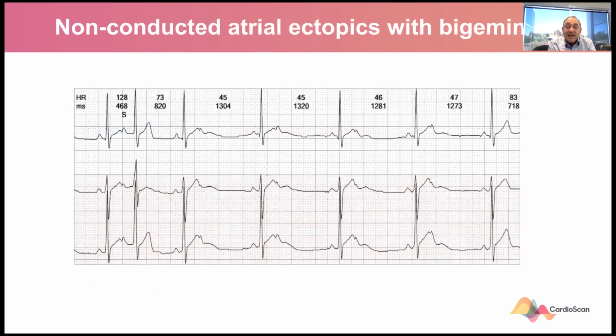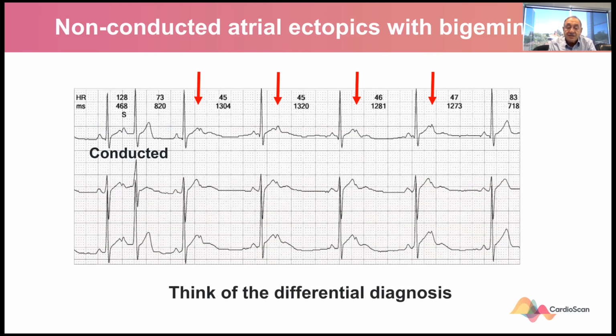Have a look now at non-conducted atrial ectopics with bigeminy. The first one is conducted, and then the remaining ones are not conducted. But you can see that they lie within the T wave, and it's quite obvious that this is atrial bigeminy, of which most of the beats are not conducted.